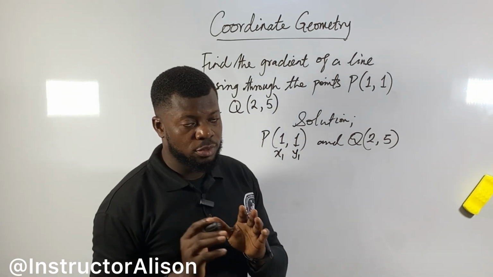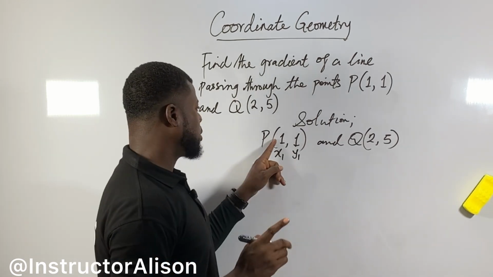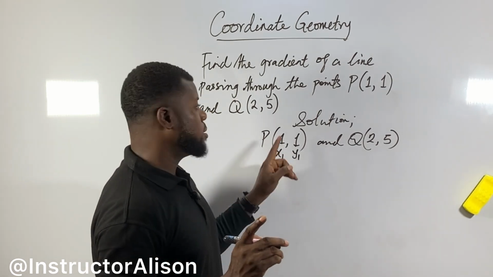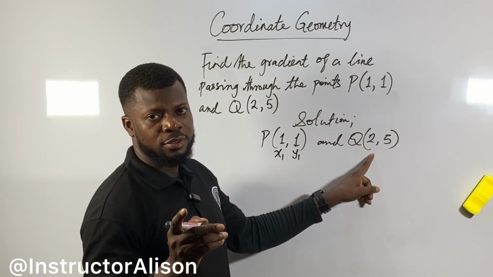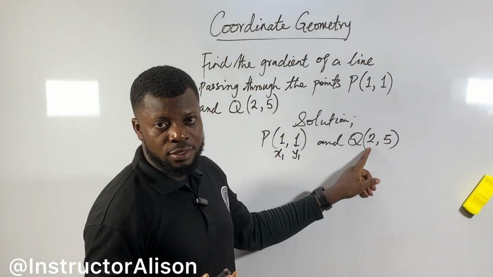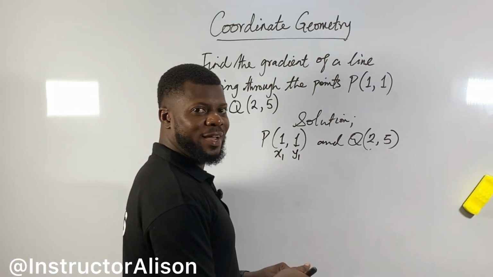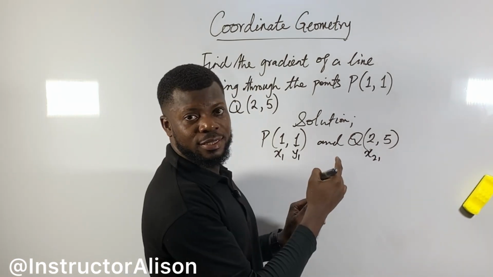You see what I did? It is not x1, x2, that is not what I said. I said the first one we get is x1, the second one we get is y1. So what will this one be? If this one is x1, y1, then this one will be x2, and this one will be y2.